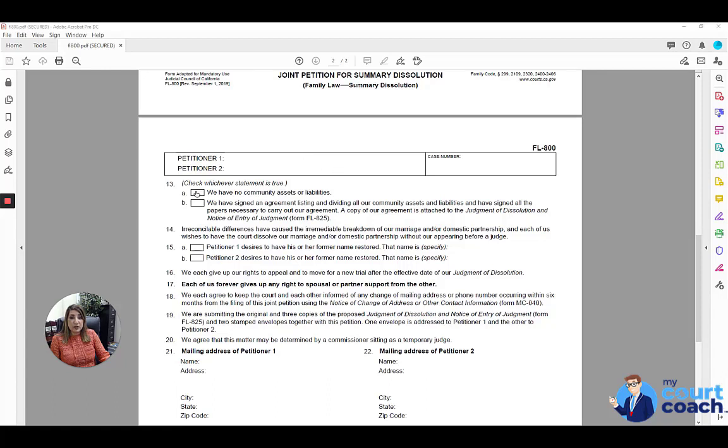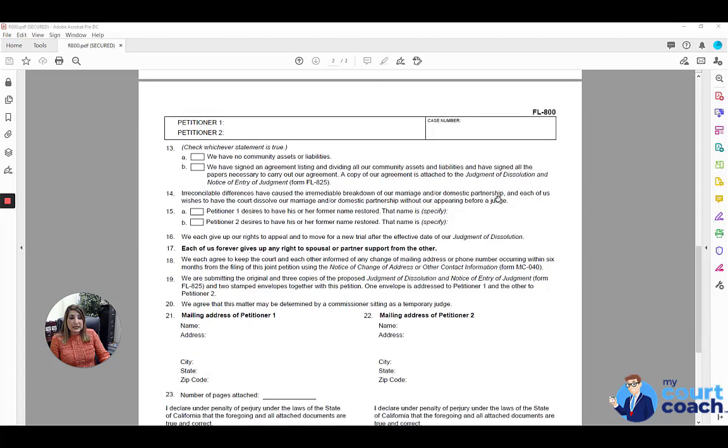If you do not, you can mark box 13A. If you do, then you will also need to include an agreement that lists and divides those assets and liabilities, and include a copy of that with your judgment of dissolution or notice of entry of judgment form. And so if that is the scenario you fall under, you would want to mark box 13B.